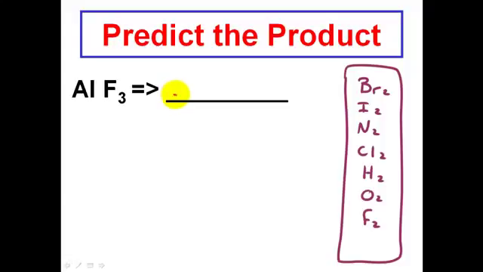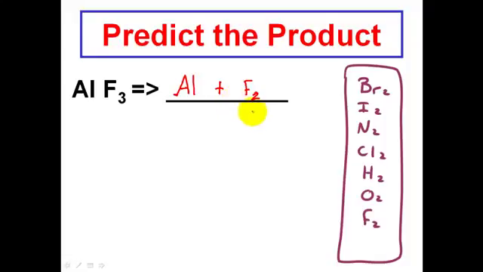First, let's classify this. This is a decomposition reaction. In a decomposition reaction, the compound initially is going to break apart into the elements that make it up. It's made up of aluminum, and it's also made up of fluorine. So basically, in a decomposition reaction, when a compound breaks apart, you just write down the elements that it's made out of.